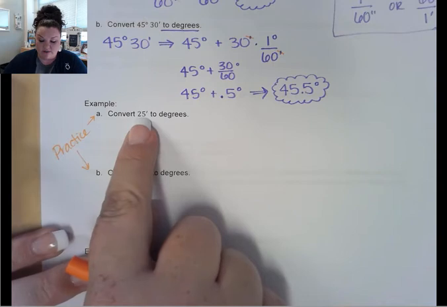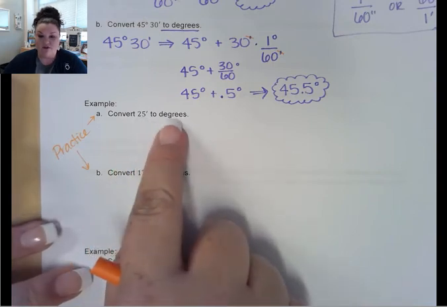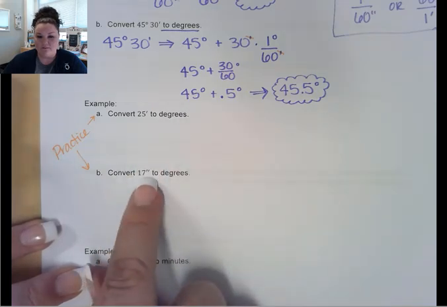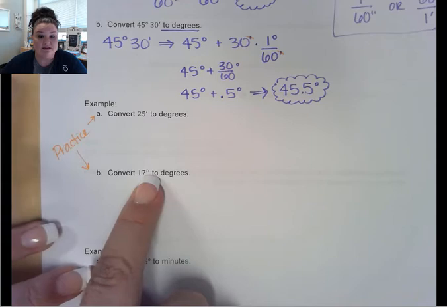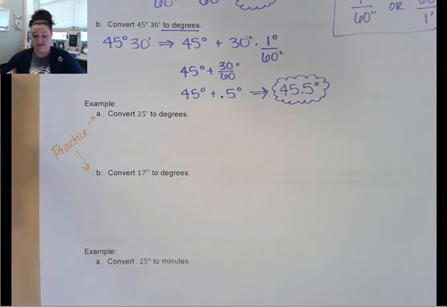And here we're starting out with minutes. We want to convert it to degrees. This is very similar to part A that I did above. And then part B, we might have to do a little extra work, right? Because we're going all the way from seconds to degrees. So go ahead and pause it. Give it a go, and then unpause and we'll talk about it, okay?